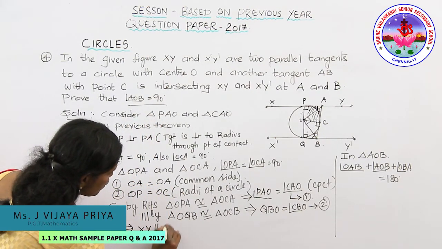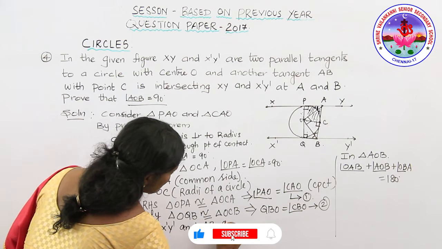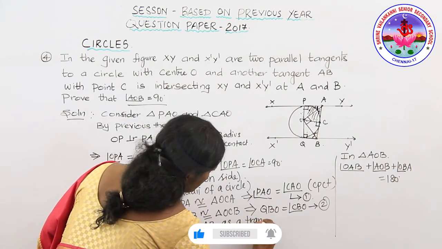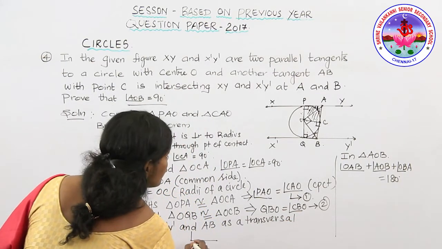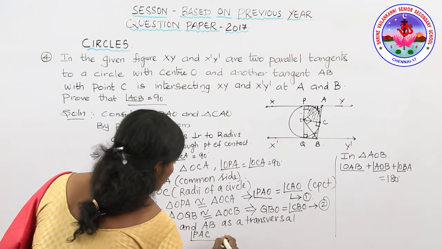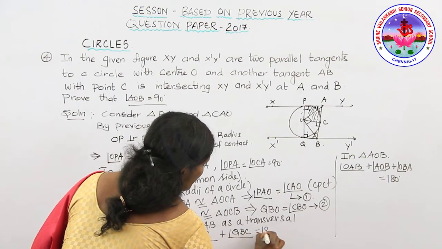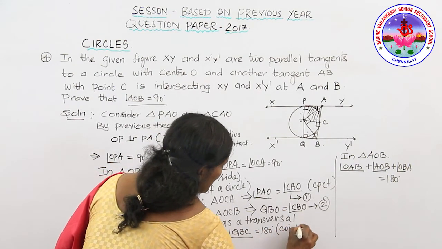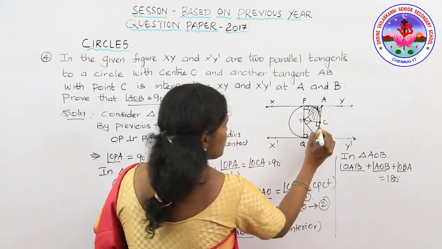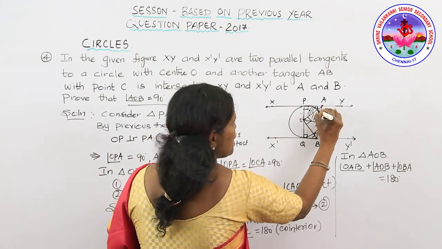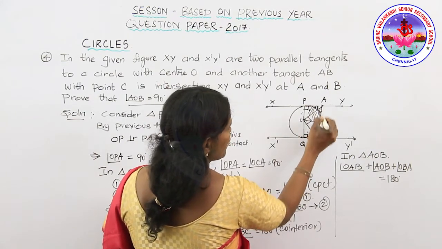XY is parallel to X'Y', and if I take this tangent AB as a transversal, I can have angle PAC plus angle QBC is equal to 180 degrees, co-interior angles. Now, these two are parallel tangents and AB is a transversal. So angle PAB, that is PAC, and angle QBC, together form co-interior angles.